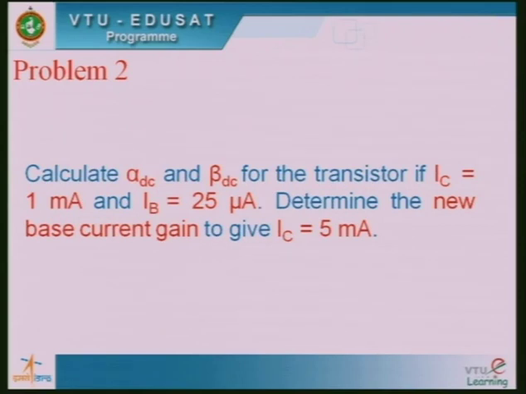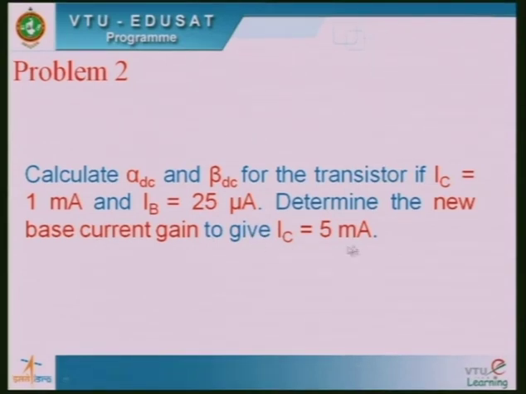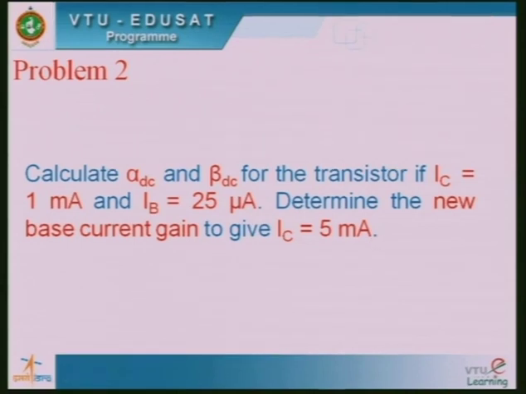Once again, the problem statement is: calculate alpha DC and beta DC for the transistor if the collector current is 1 milliampere and the base current is 25 microamperes. We also need to determine the new base current required to give IC equal to 5 milliamperes. Now let us see how we can solve this particular problem.